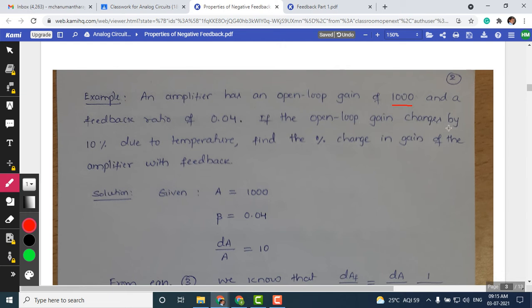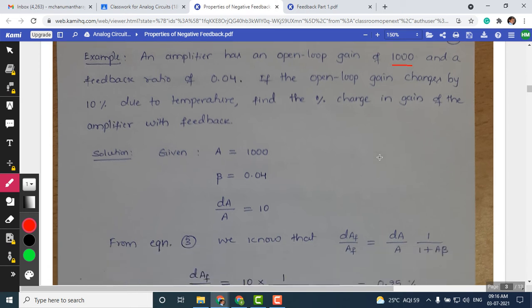If the open loop gain changes by 10% due to temperature, that means A, as said in the problem, is changed by 10% due to the temperature variation, and it is asked here: find the percentage change in the gain of the amplifier with feedback. That means if you introduce a feedback to the amplifier, what is the percentage change in the gain? That is what we need to calculate here.